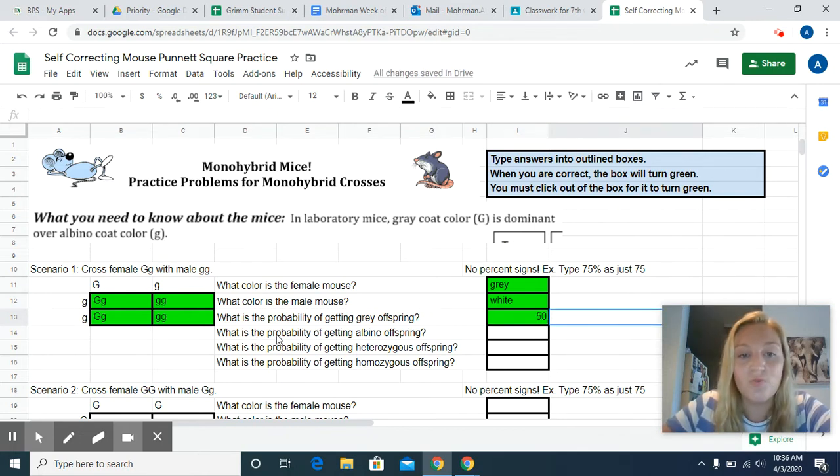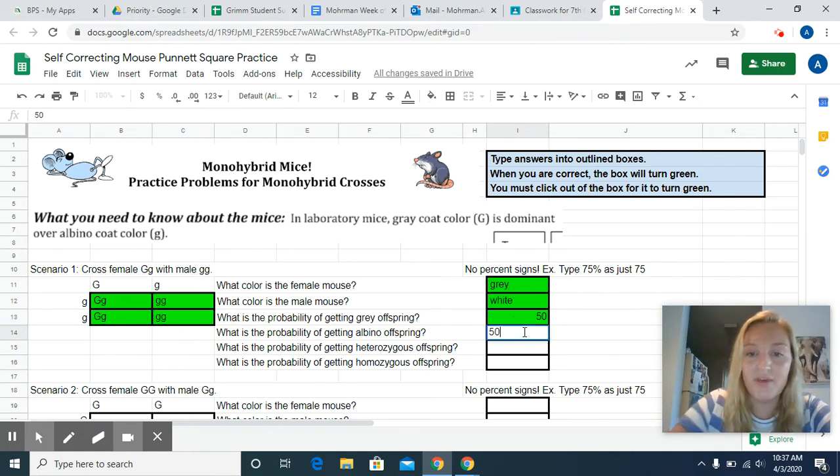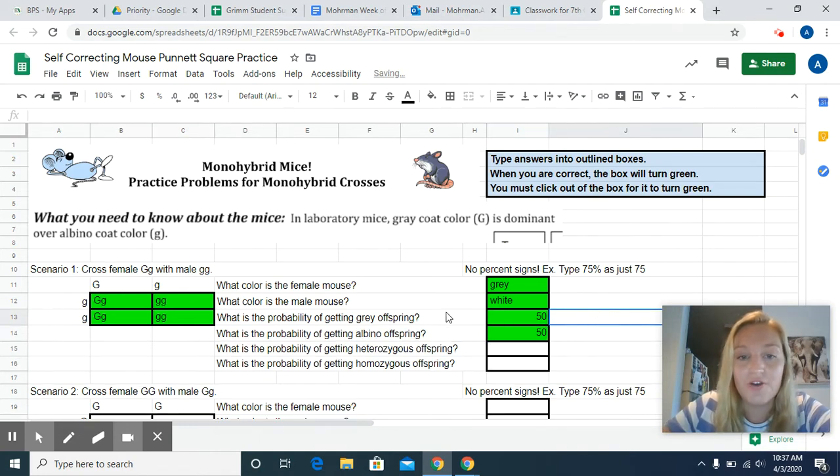Next question is, what is the probability of getting albino offspring? So remember, our albino offspring, that's the recessive trait. So in order to have an albino mouse, you have to have a homozygous recessive genotype. And here we have 2 squares that have that genotype. So remember, each square, 25%, so 25%, 50%. So in this scenario, we have a 50-50 chance of gray offspring and albino offspring.